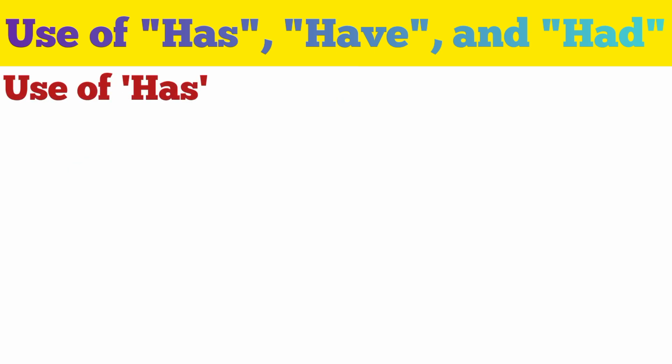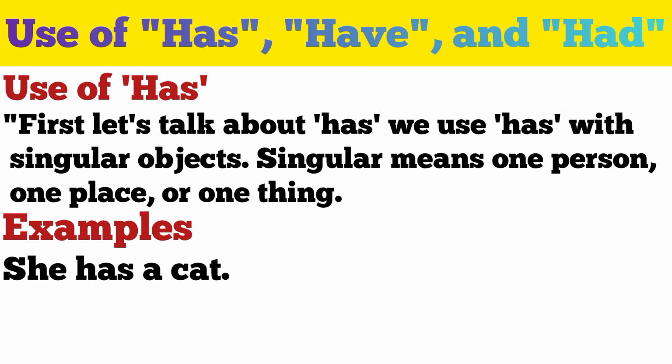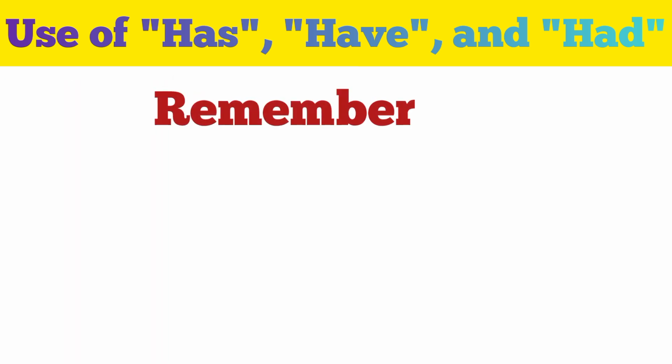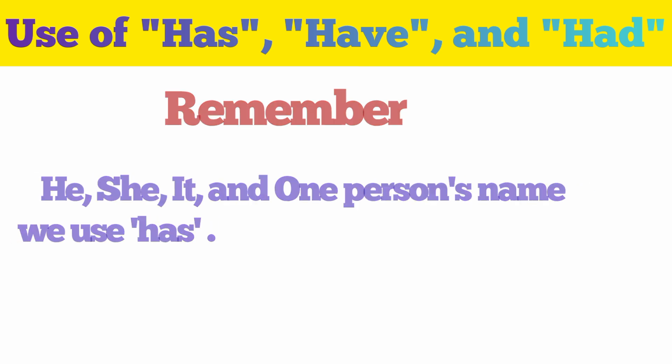Use of has. First, let's talk about has. We use has with singular objects. Singular means one person, one place, or one thing. Examples: she has a cat, he has a new car, my brother has a laptop. Remember, he, she, it, and one person's name we use has.